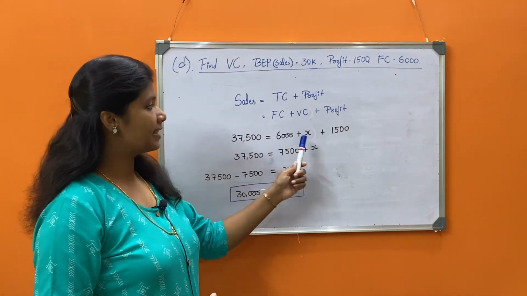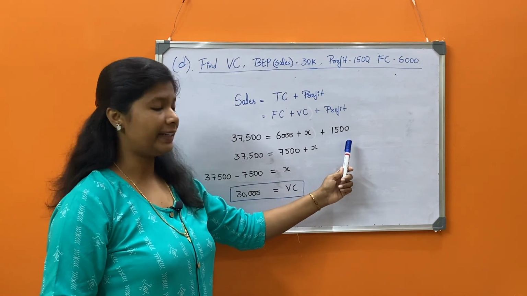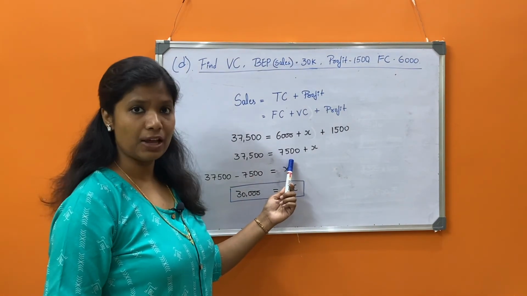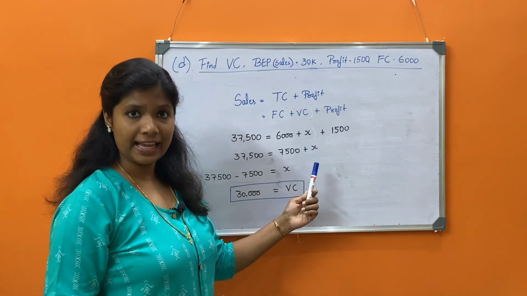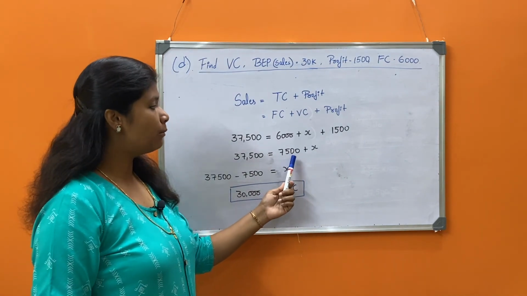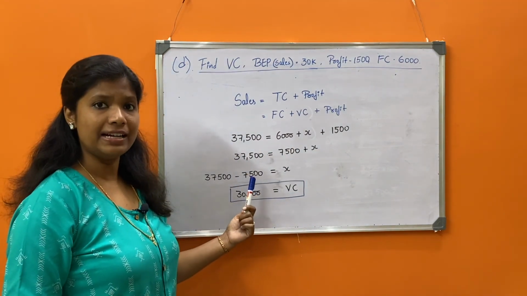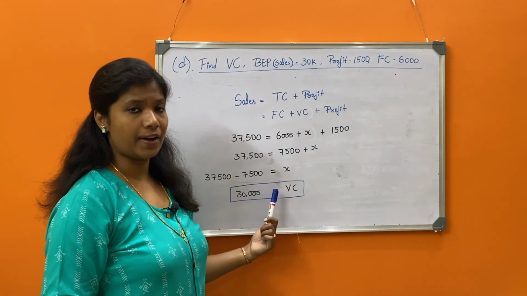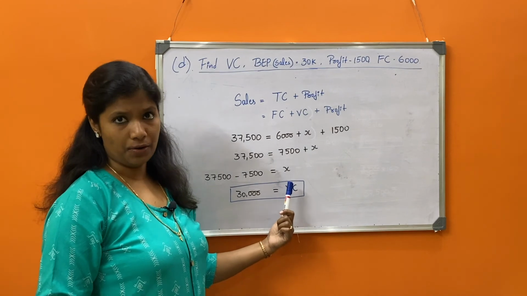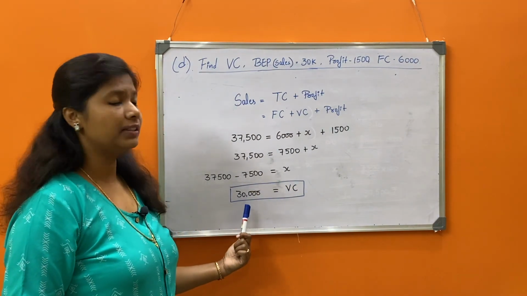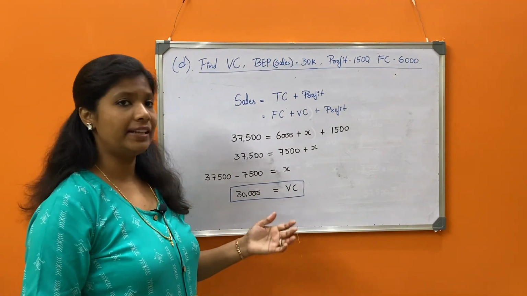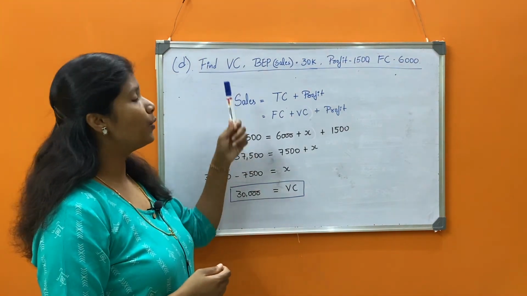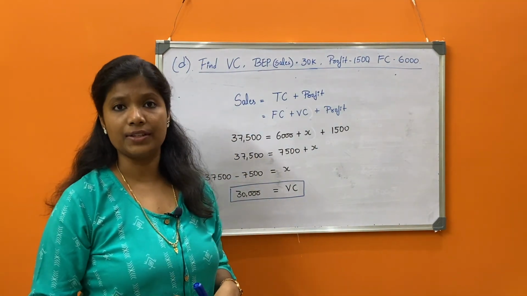So again, 6,000 plus 1,500 on my right hand side is 7,500, plus X, keep it as the same, and then move 7,500 towards your left side. 37,500 minus 7,500 will give you variable cost. So that is 30,000. The final answer, we have found variable cost is 30,000 rupees.